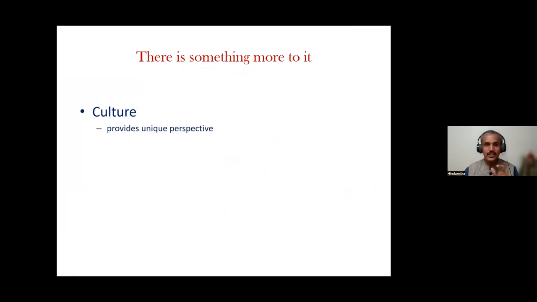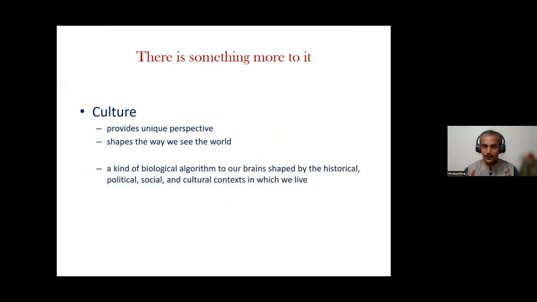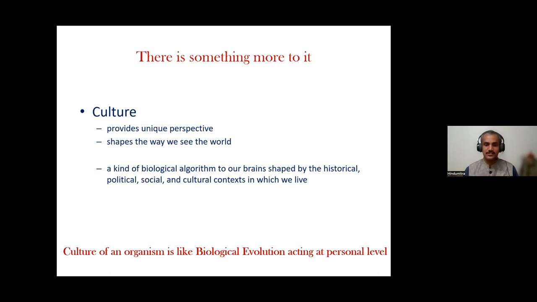The culture provides a unique perspective for looking at the world. Culture also shapes the way you see the world. Culture is kind of a computer algorithm, biological algorithm or wiring in the mind, which is shaped by the historical, political, social, and cultural context in which the person lives and grows. That environment teaches the culture to the person. So in a way, we can say the culture of an organism is like a biological evolution at the personal level. So it's like an evolution happening. That means the changes are happening, but at a personal level. So that's the total definition, or the scope of culture, definition of culture goes further.